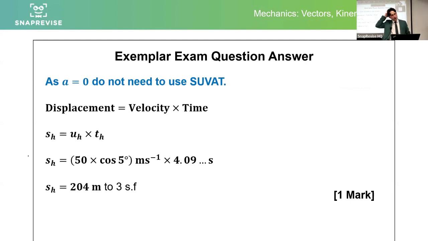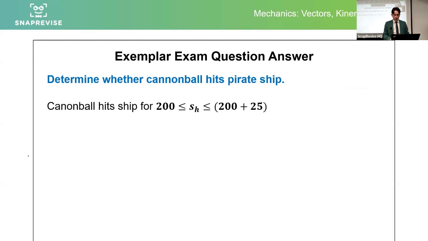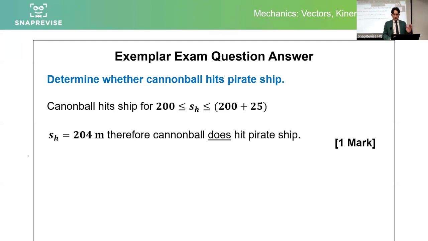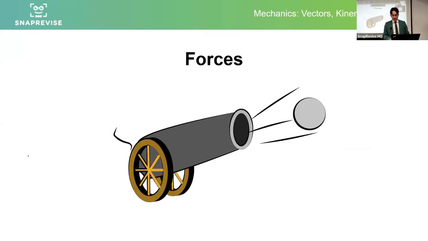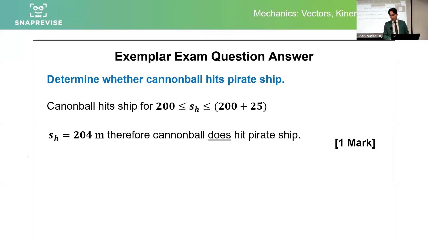We now need to interpret this. Does it hit the ship? And of course, because it's between 200 and 225 meters, it will hit the ship. The ship was 200 meters away and 25 meters long. So it does hit the ship. Okay, so I think that was a really good question to go through.